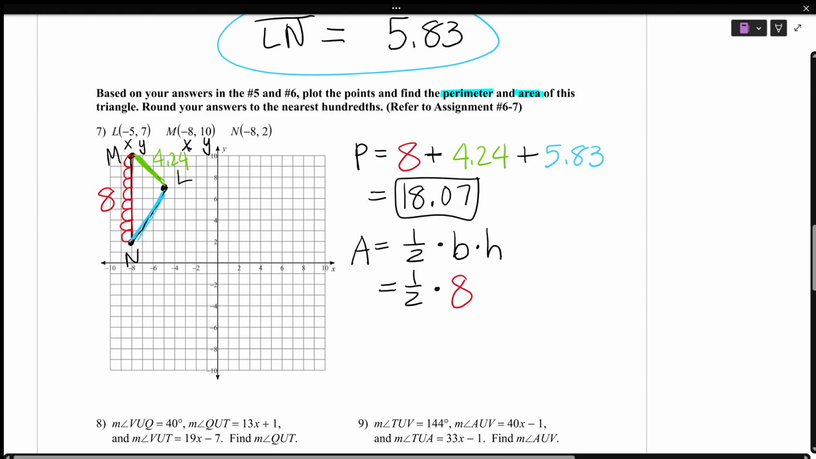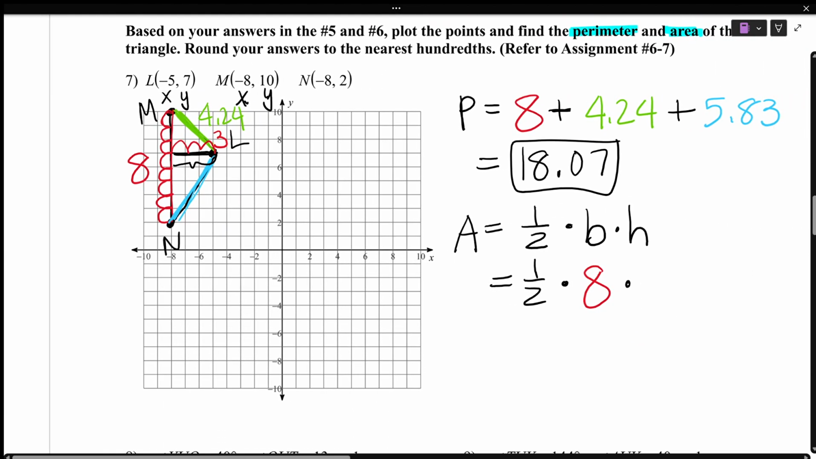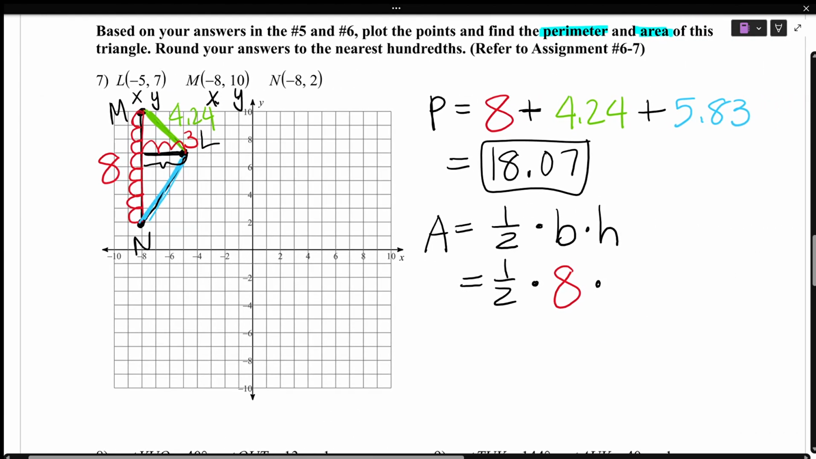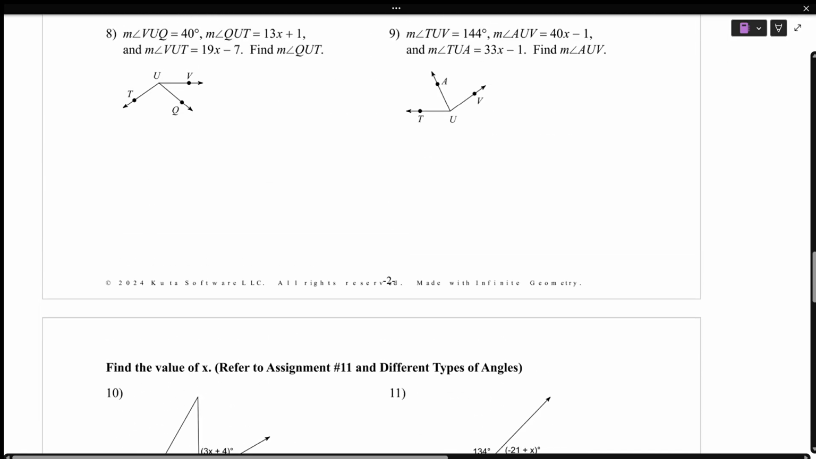Plug everything else in. And what about our height? What would our height be? So you're looking here. The height would be this side right there, right? So that should be your height. And that counts to just 3, right? 1, 2, 3. So 1/2 times 8 times 3, which is the height. 8 times 3 is 24. Half of 24 is 12. Okay. So that's that. And then let's move on to the rest of these, right?